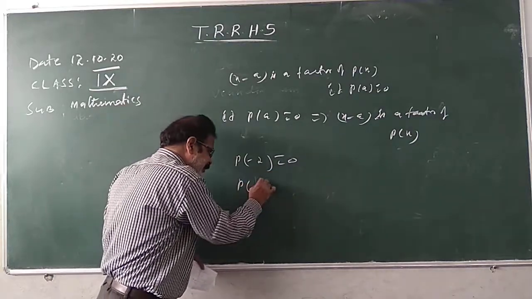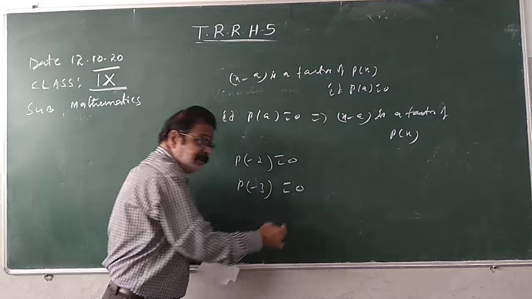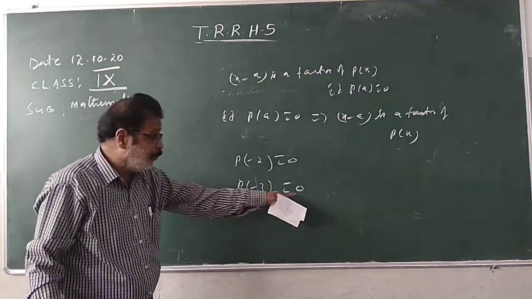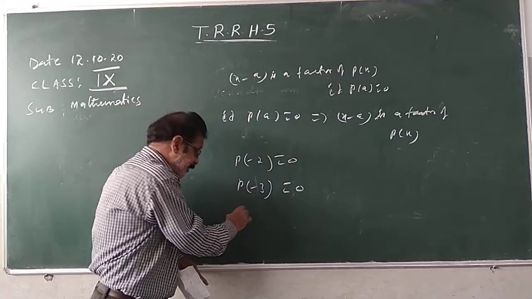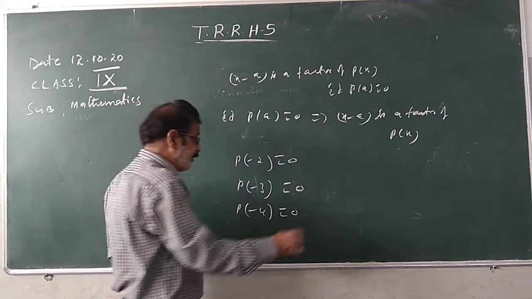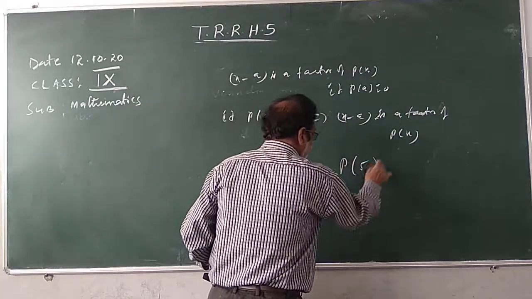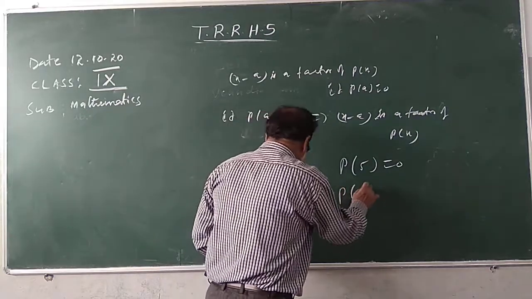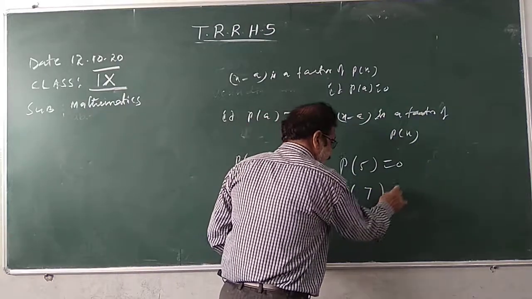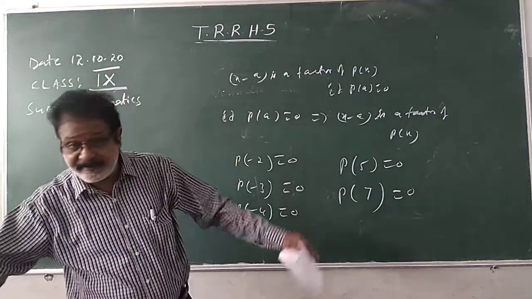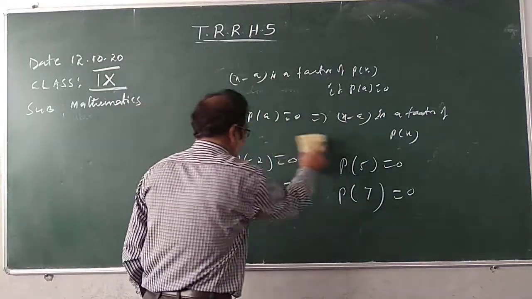If p of minus 3 equals 0, when x is replaced by minus 3, we will get remainder 0. If we get the result 0, then x plus 3 is a factor. If p of minus 4 equals 0, x plus 4 is a factor. If p of 5 equals 0, x minus 5 is a factor. If p of 7 equals 0, then x minus 7 is a factor. These we discussed in the previous class.